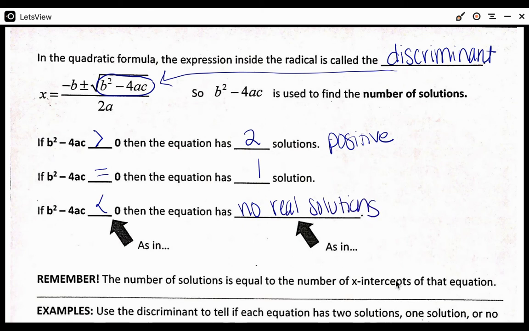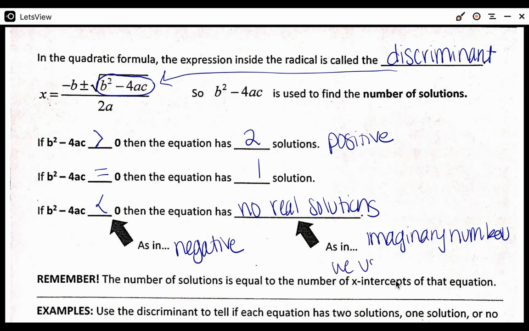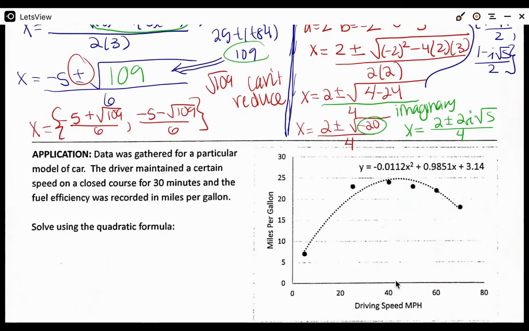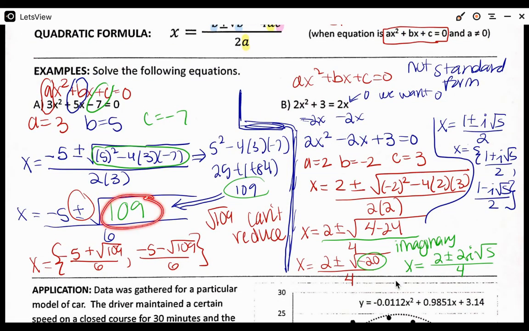So if it's less than 0, that means it's negative, and if it has no real solutions, that means that you have imaginary numbers. For imaginary, remember, we use i. So what we just did on the back page, see how this was positive? We got two solutions. Right here was negative, we had imaginary numbers. So we had two imaginary solutions, because they both have an i, which means they're imaginary.